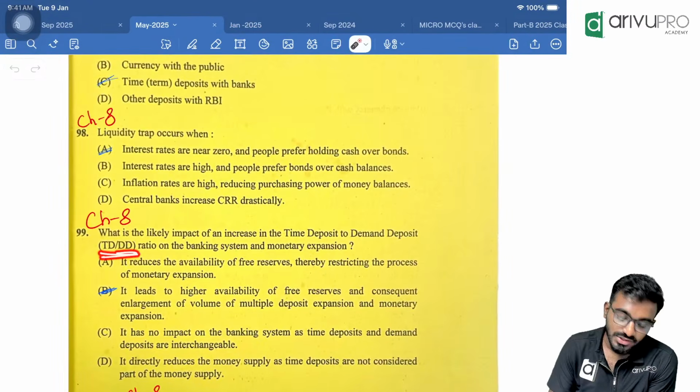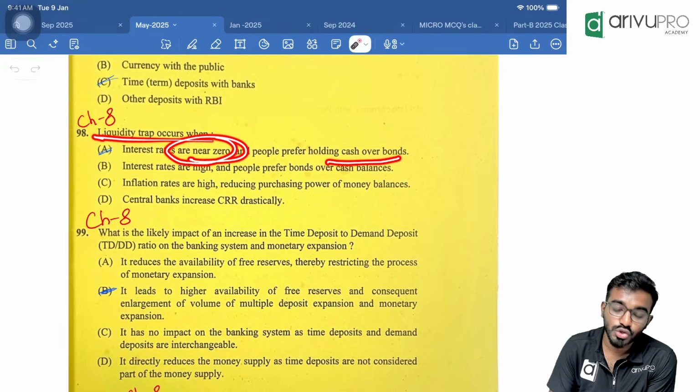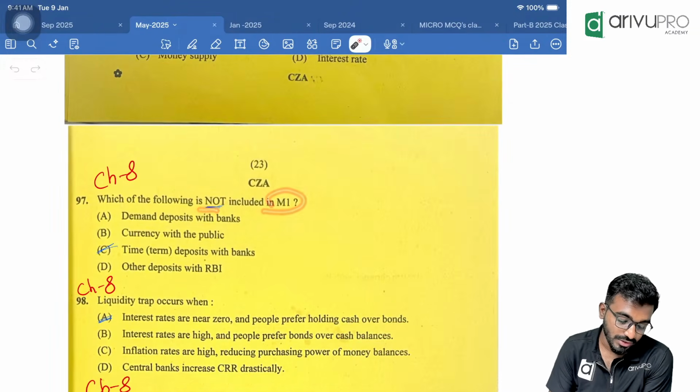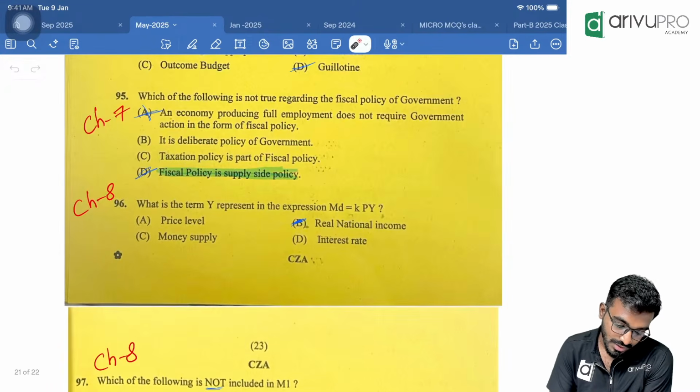So, time deposits, I already spoke about. Liquidity trap: when the interest rate becomes almost zero, people want to hold cash in hand rather than a bond. Which of the following is not included in M1? Time deposit, because that comes in M3.